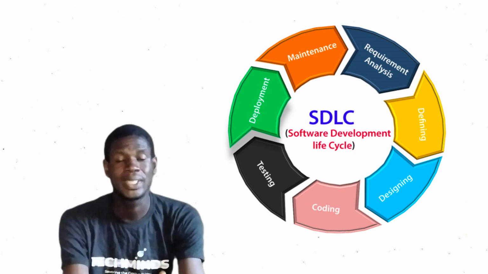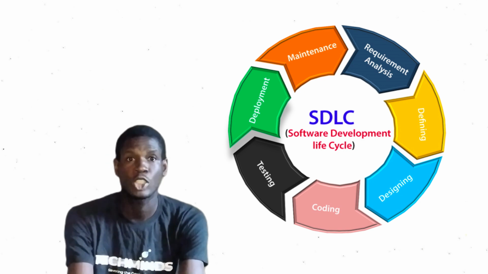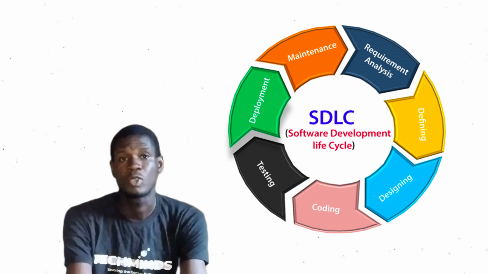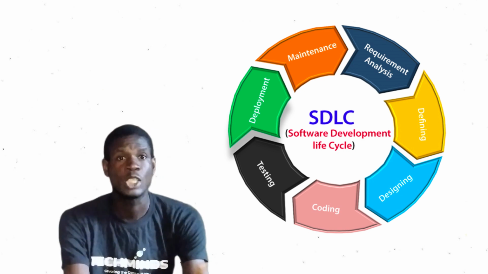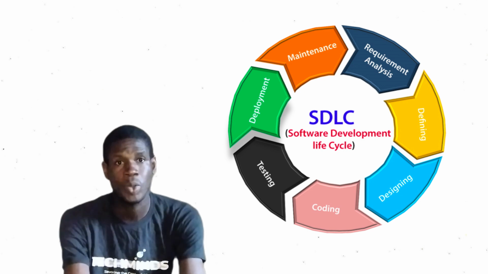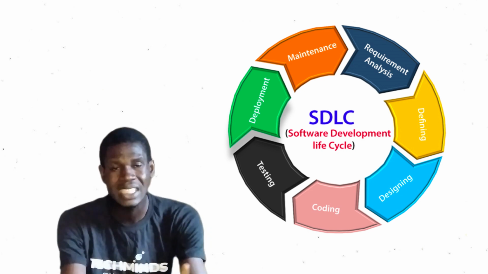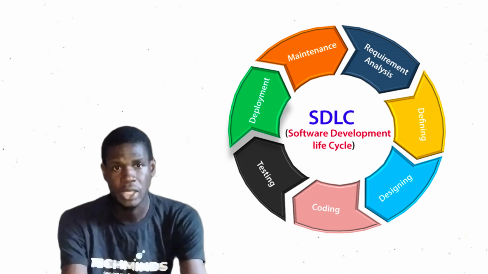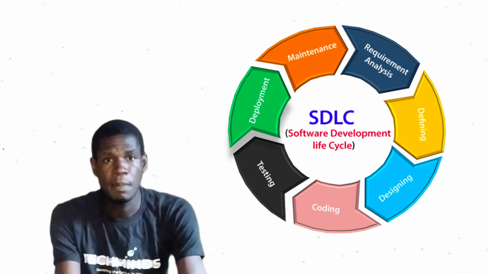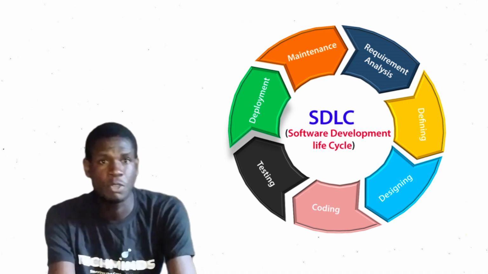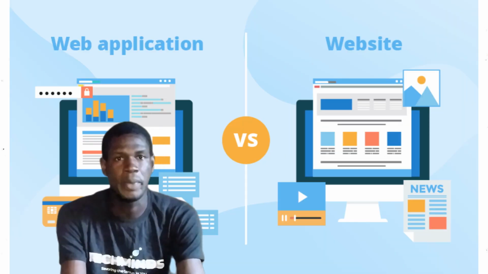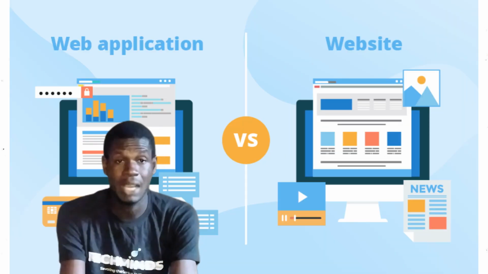This all has to do with the different phases that have to be passed through before a software can be developed, a software that can be usable or can be allowed to be released to the public for usage. So for you to develop an app or a website, you have to go through the different phases that make up the software development lifecycle.